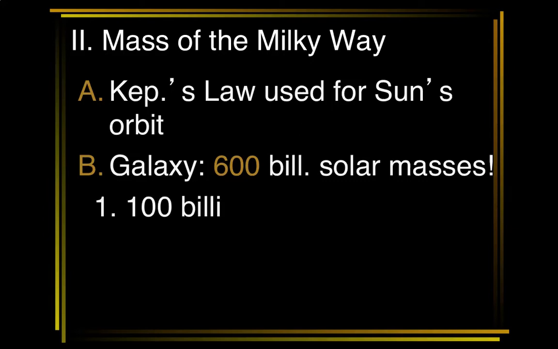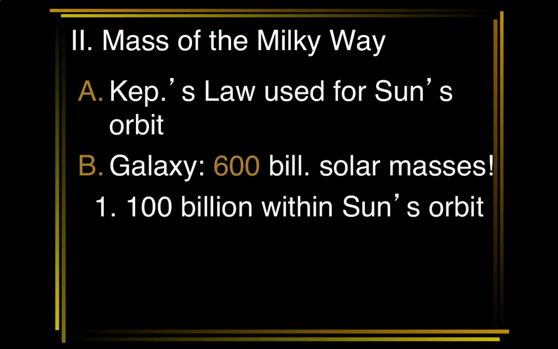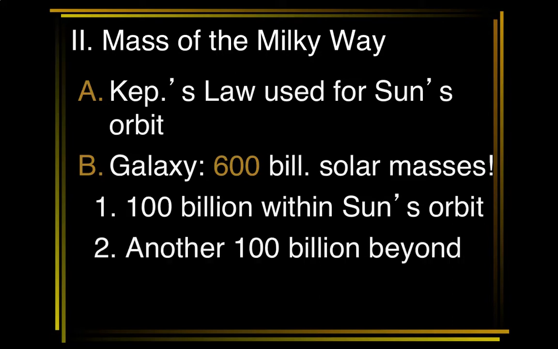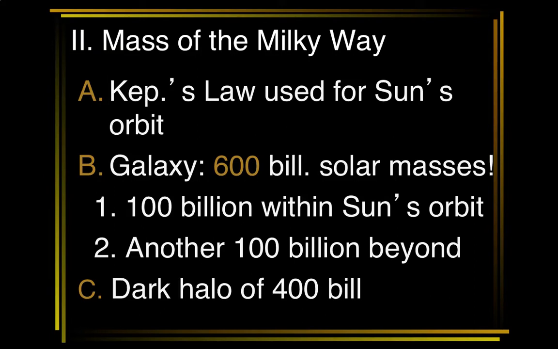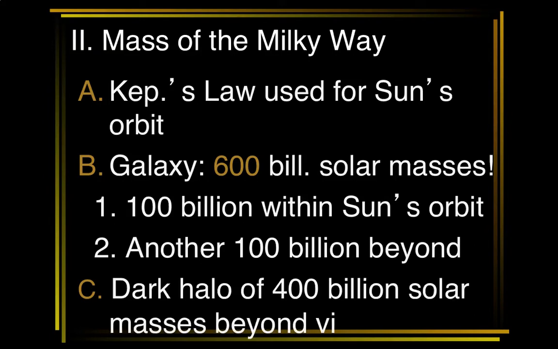Anyway, we live in the disk, of course, and in the disk and bulge combined, there's about 100 billion solar masses closer to the center than us, and about 100 billion farther away from the center of the galaxy than us, which leaves, of course, a missing 400 billion solar masses, which is almost embarrassing that we don't know what that 400 billion is. That's in the halo area of our galaxy.